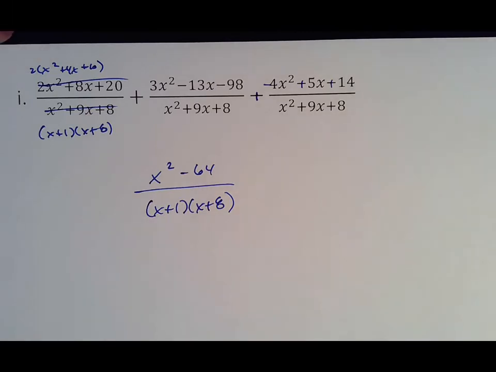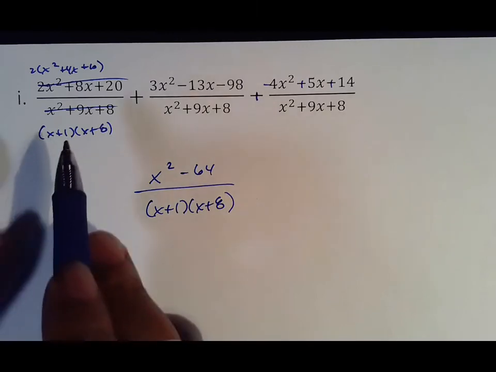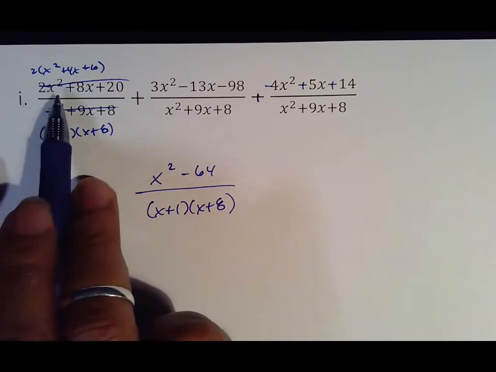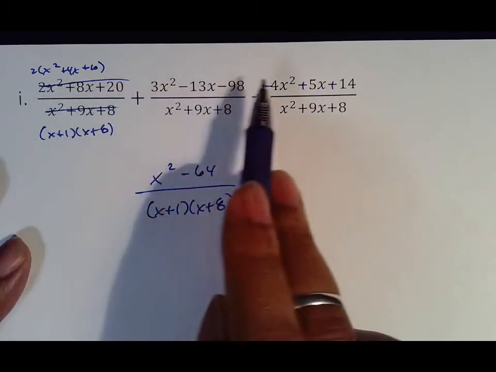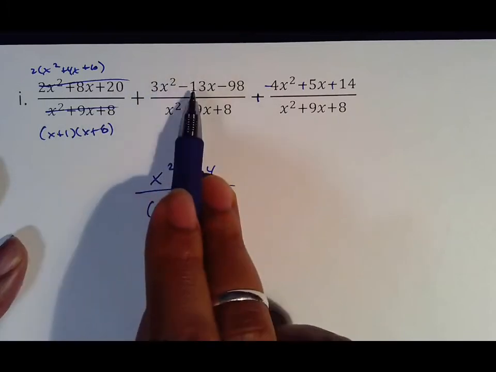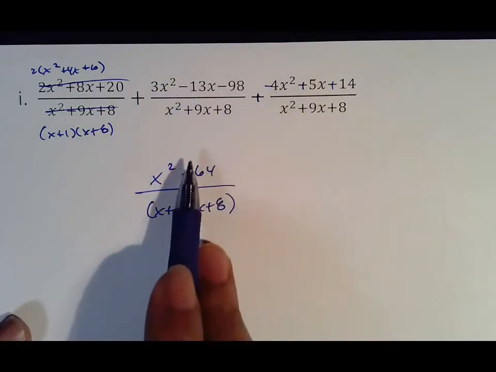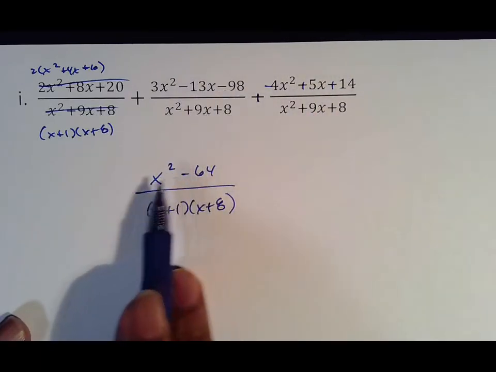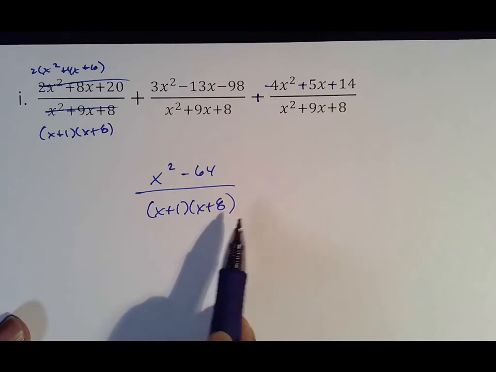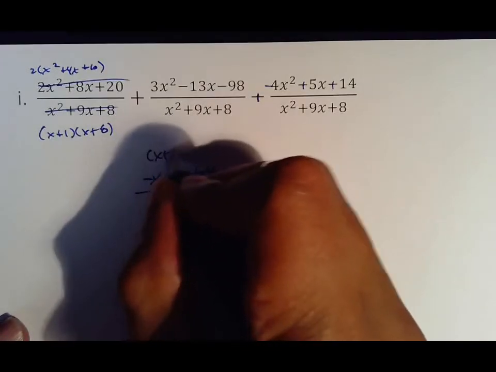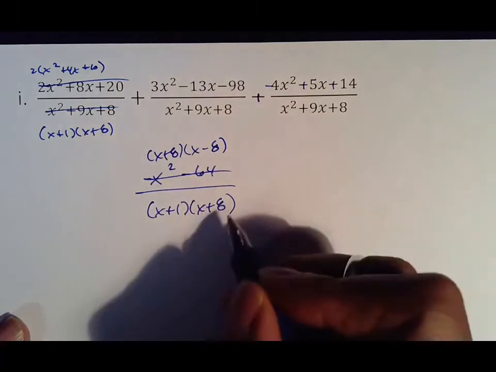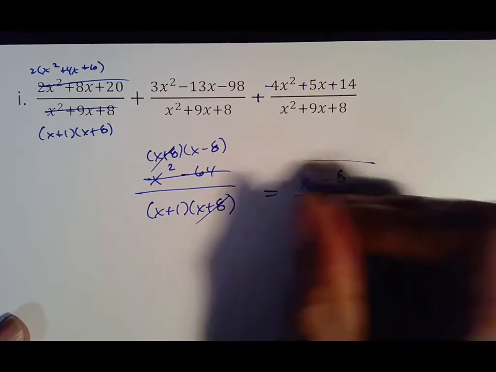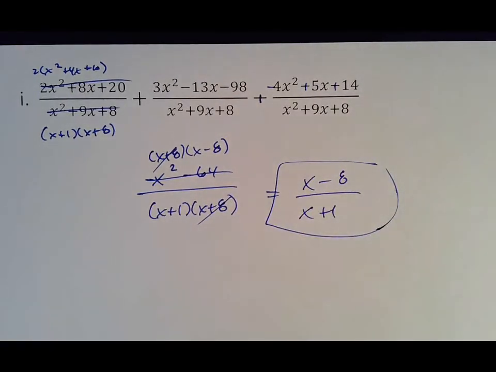Again, even though I factored that, what I recognize is that since this denominator is the same, all we're doing is combining like terms anyway, so I ignored that line and just put it together. Again, 2 plus 3 is 5, 5 minus 4, 1. 8 minus 13 is negative 5, negative 5 plus 5, gone, that's why there's no x. 20 minus 98 plus 14 is negative 64. And this is where your factoring has to be done, because notice that's x squared minus 64, which factors into x plus 8, x minus 8, which means your final answer is actually x minus 8 over x plus 1, which again is very important for you to be able to find.